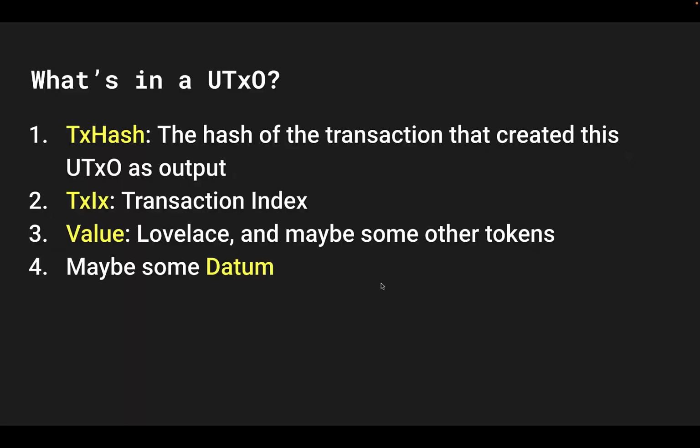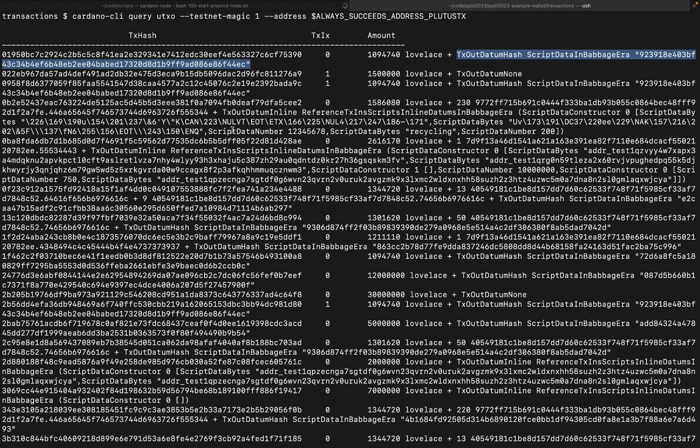Let's extend our definition of UTXOs. Any UTXO consists of the following: a transaction hash, which is the hash of the transaction that created the UTXO as an output; a transaction index, which allows us to identify different UTXOs coming from the same transaction; some value, which always includes Lovelace and can include some other tokens; and possibly some datum. We can see all of these elements here: transaction hash, transaction index, value, and potentially some datum. If there is datum, it might look something like this. And if there's no datum, you'll see that.